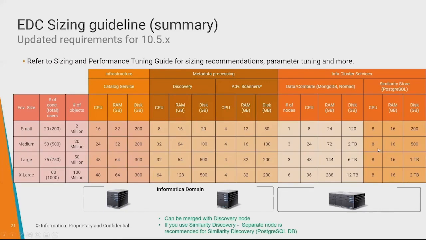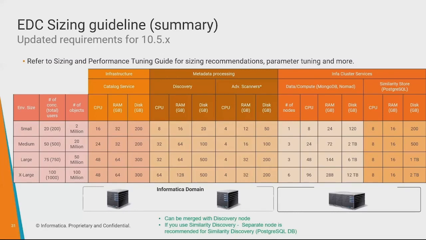Now you can see that for the similarity store, we have just grown up in disk, but 8 and 16 is still required. And the same logic applies here as well. If you want to have the similarity store within one of these 3 nodes, you can horizontally scale the gateway node and keep the PostgreSQL there, if you do not plan to use it so much, or if you just do not want to maintain more than 3 nodes, let's say.